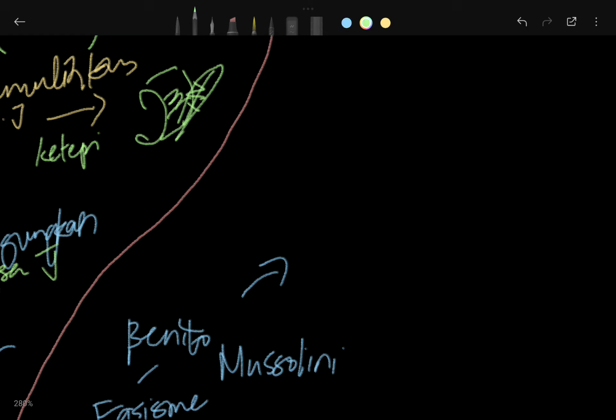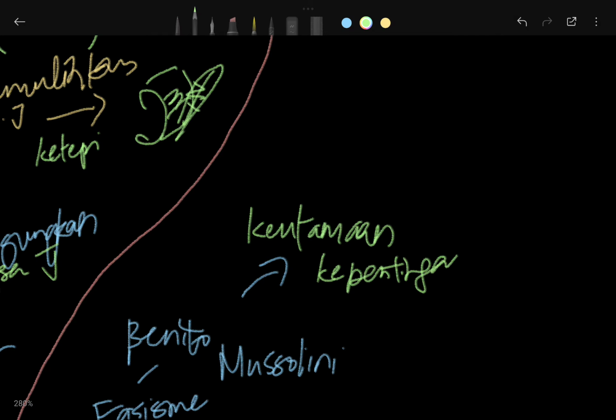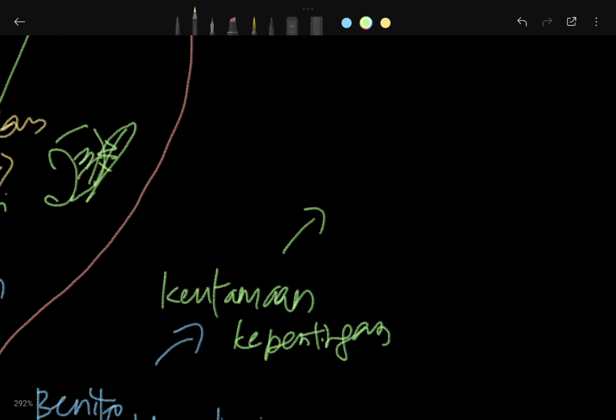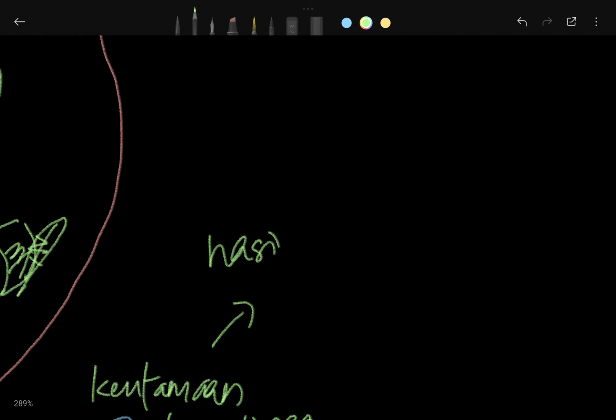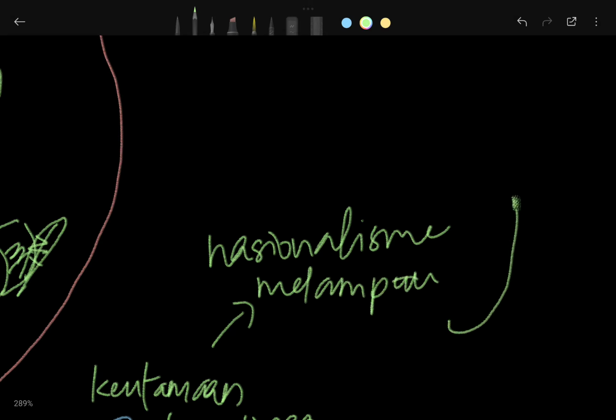Okay, for your gerakan Fasisme, Parti Fasisme memberikan keutamaan, that's your keyword, kepada kepentingan negara melebihi kepentingan individu dan mereka percaya kepada nasionalisme melampau. Melampau, I don't know if there is a specific English word for this, but it means like, whoa, going up like that, okay? It's like your velocity, increasing velocity, that's what it looks like. Melampau.